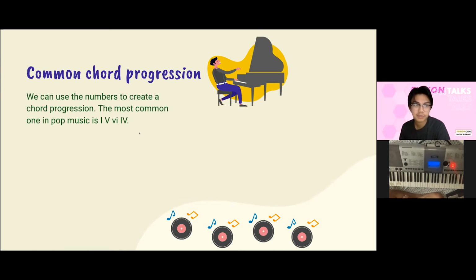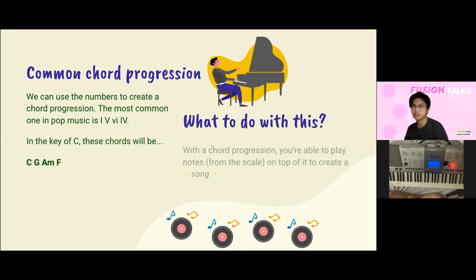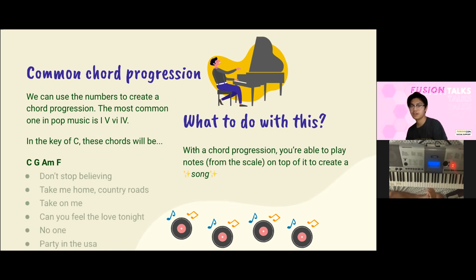So we can use the numbers to create a chord progression. The most common chord progression in pop music is the 1, 5, 6, and 4. So in the key of C, these chords will be C, G, A minor, F. Right? So what to do with this? With a chord progression, you're able to play notes from the scale. So we would be playing notes from the C major scale on top of it to create a song.